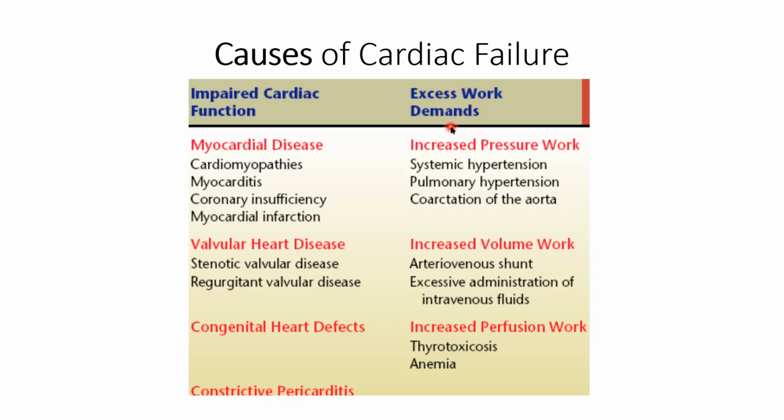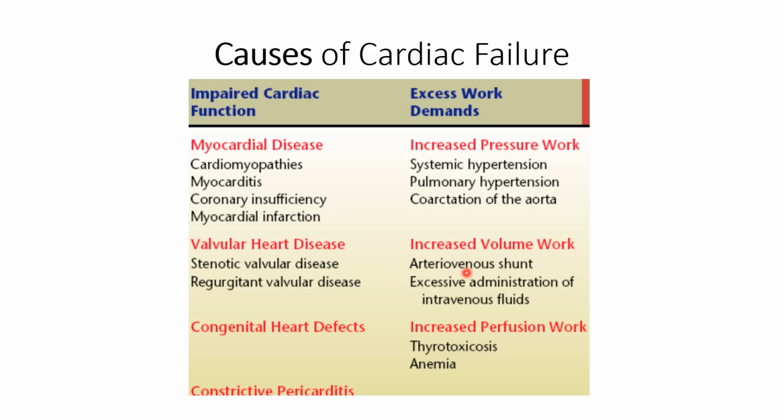The second column here is excessive work demand. This is interesting because the heart originally, as I said, is okay, but there might be increased pressure work. So the same old hypertension comes in, systemic or pulmonary. So the afterload increases significantly, which means that the heart needs to now compensate for the increase in afterload and has to pump extraordinarily, which then leads to hypertrophy of the ventricular muscle and eventually leads to cardiac failure.